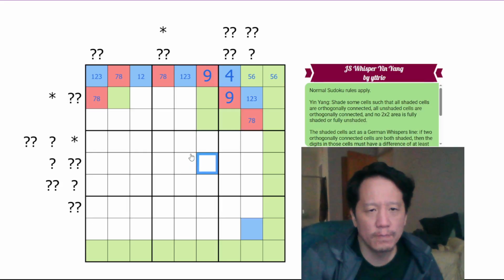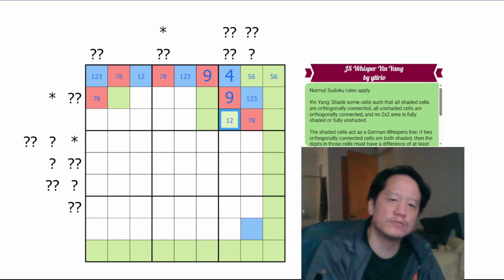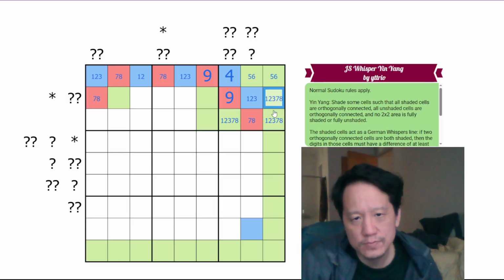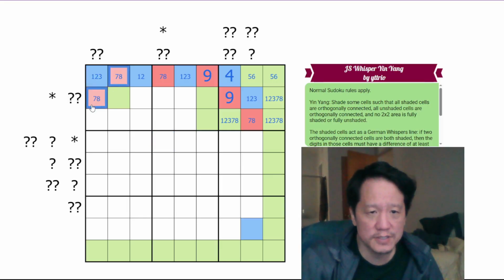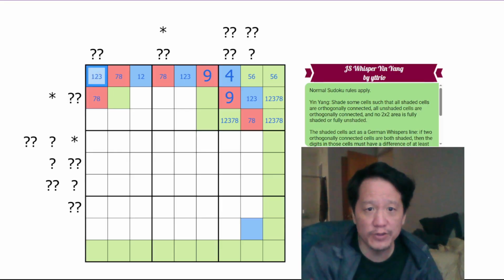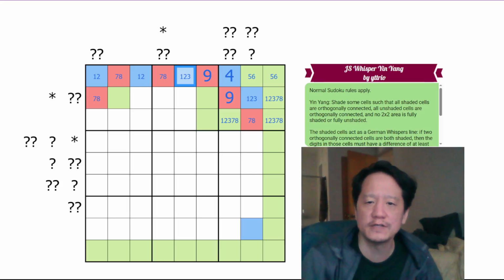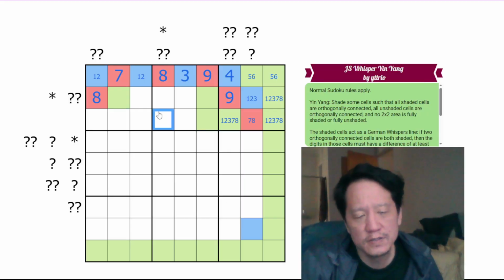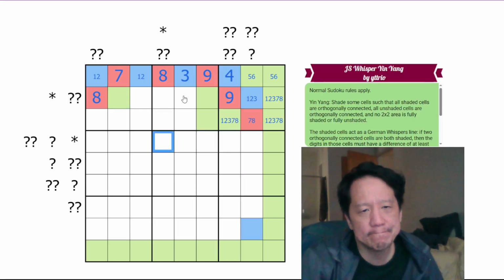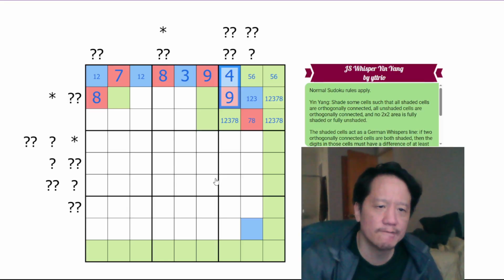Let's see. This is 4 and 9. Remaining digits in this box are 1, 2, 3, 7, 8. This digit also must be next to 7 and 8. So this cannot be 3. Where is a 3 in row 1? It has to be here, which is next to 8, which makes this 7. 7 eliminates 7 here, so that's 8. That adds up to 13. That's fine.